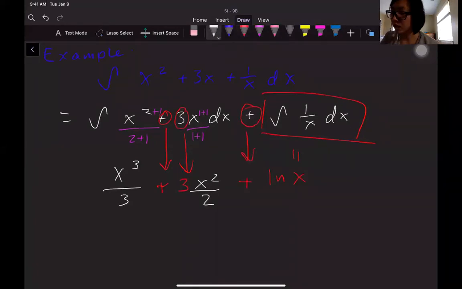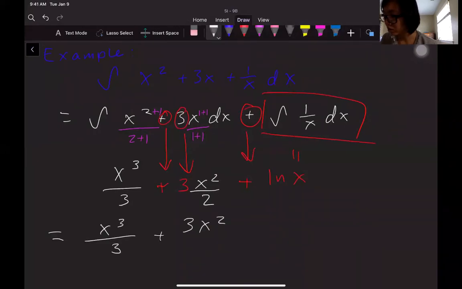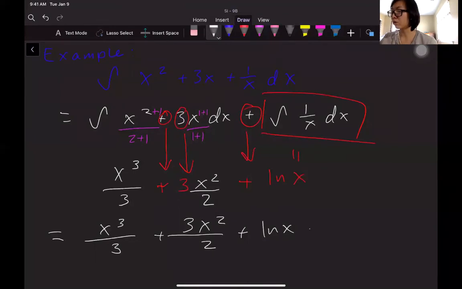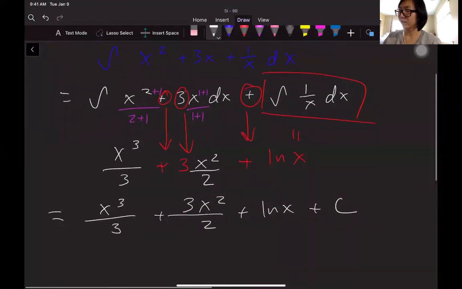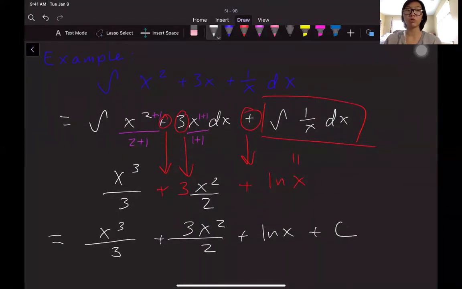And then we're going to write it so it looks all neat. I'm going to get x cubed over 3 plus 3x squared over 2 plus ln of x. And then we're going to tack our plus c at the end, just in case there was some constant in the very beginning that got erased because we took a derivative, right? So that's my very brief walkthrough about how to do indefinite integrals and how to think about them.